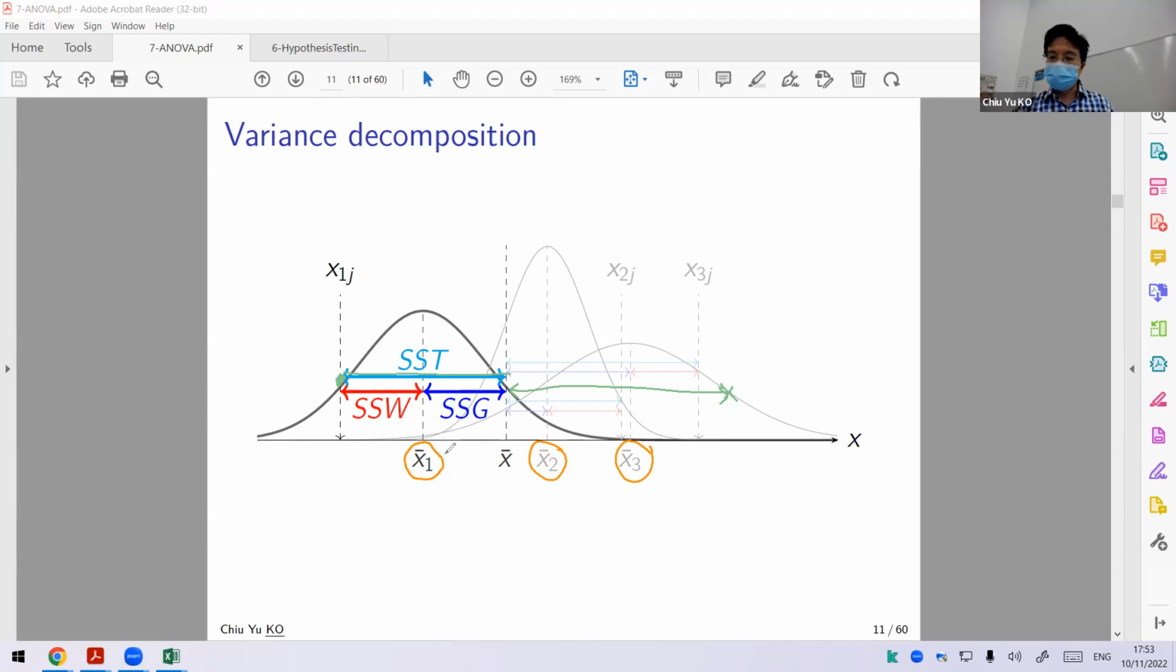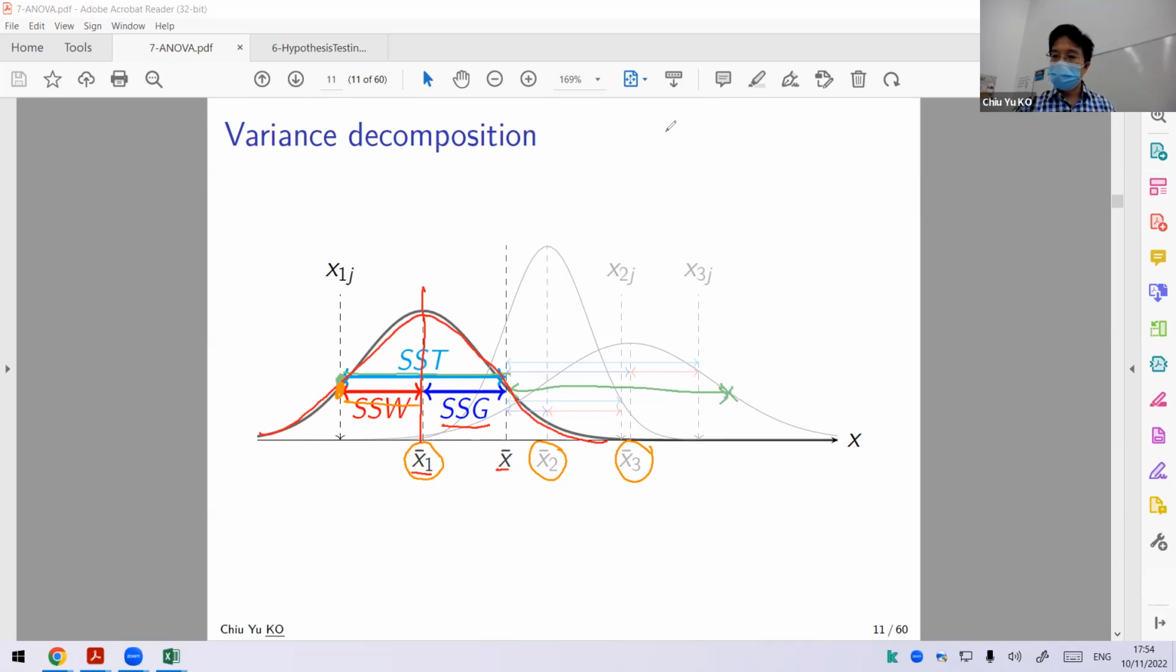SSG is looking at between group. So you don't care about this anymore. Everything becomes this one. So it's the distance between the group mean and the grand mean. So there's SSG. And SSW instead is looking at each observation to its own group mean. So that's why SST is decomposed in two parts: to its own mean, and from its own mean to the grand mean.